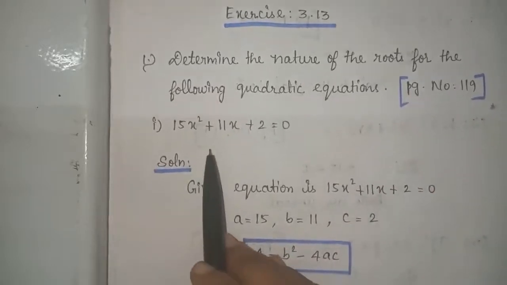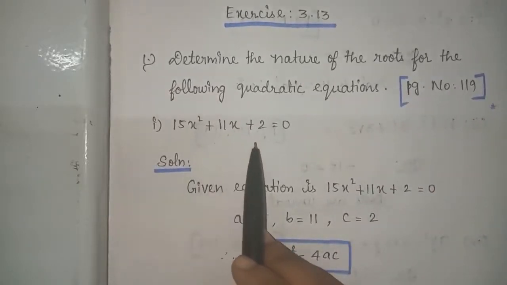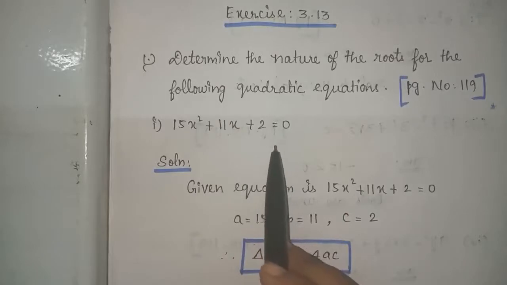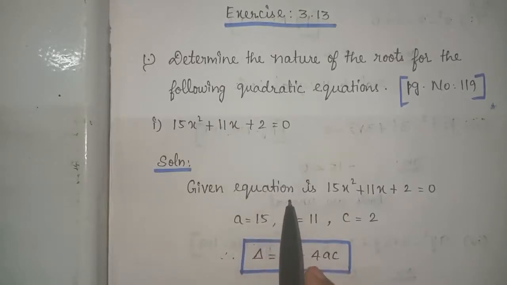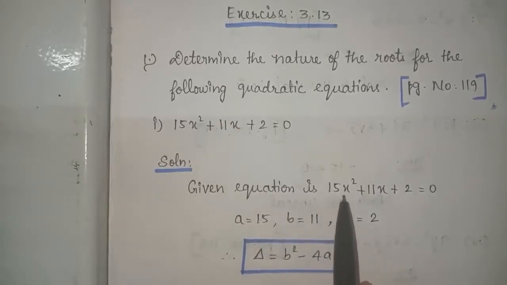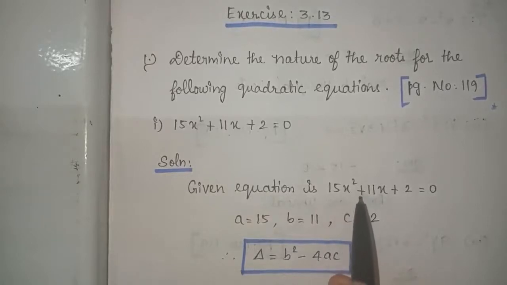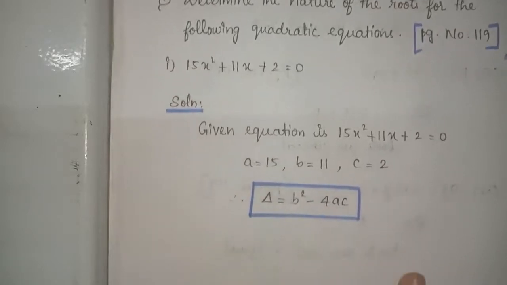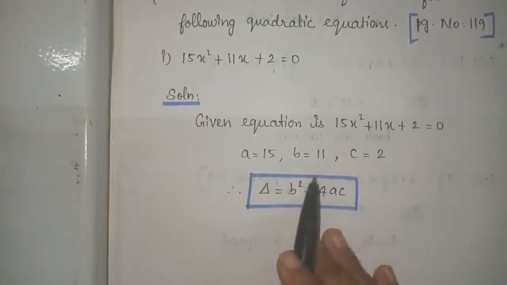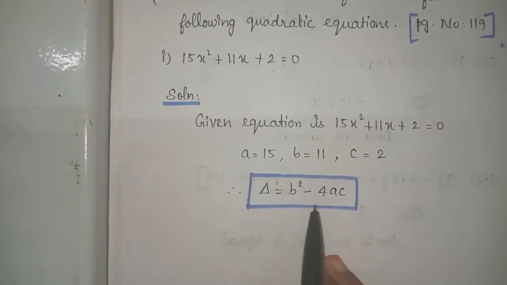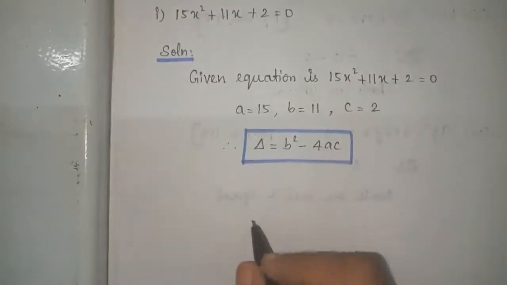First subdivision, 15x square plus 11x plus 2 is equal to 0. Solution, given equation is 15x square plus 11x plus 2 is equal to 0. Here A is equal to 15, B is equal to 11 and C is equal to 2. You have to find the nature of roots. So delta is equal to B square minus 4AC.